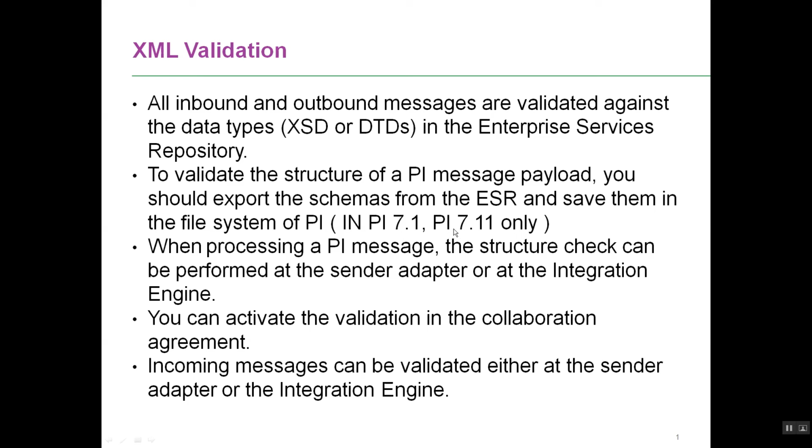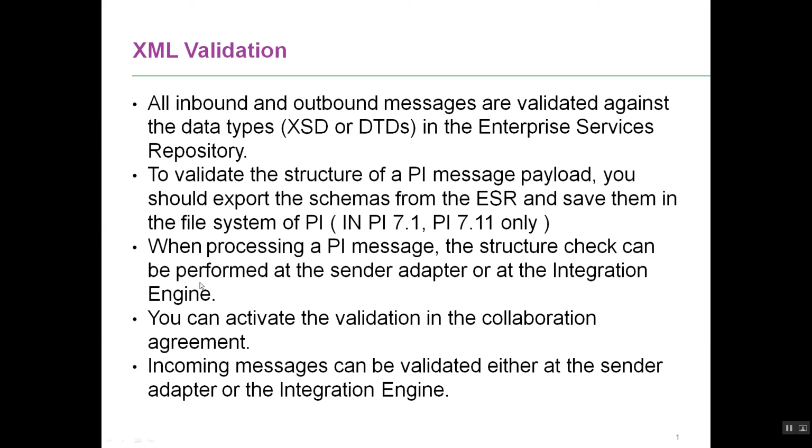In PI 7.1 and in PI 7.11, when this functionality was newly introduced, you had to do an extra step of exporting the XSD and then loading it into the file system of PI. In the version of PI 7.4 or even in PI 7.3, you need not do this step. You just need to select validate the XML message, and the validation will happen implicitly. Just remember that in PI 7.1 and in PI 7.11, you need to do an extra step of exporting the structure and storing it locally.